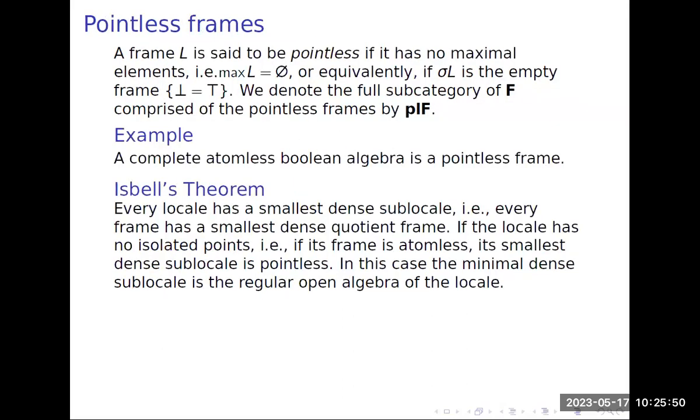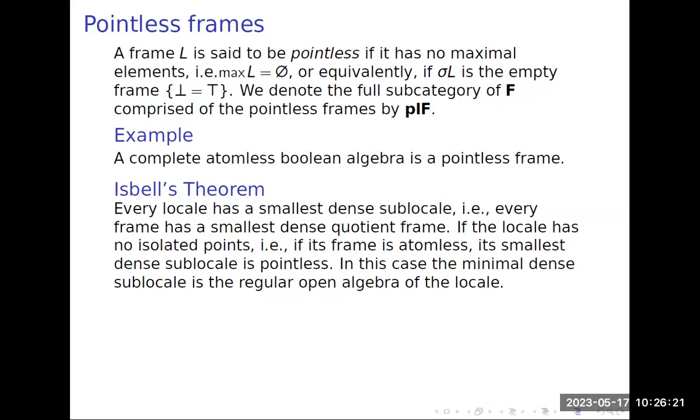But it leads us now to the next issue, because of course not all frames have points, and certainly even those that have points may not have enough points to be spatial. I'm going to say that a frame is pointless if it has no maximal elements. Okay? And I'm going to call the corresponding full subcategory PLF. A good example is the atomless Boolean algebras, right?